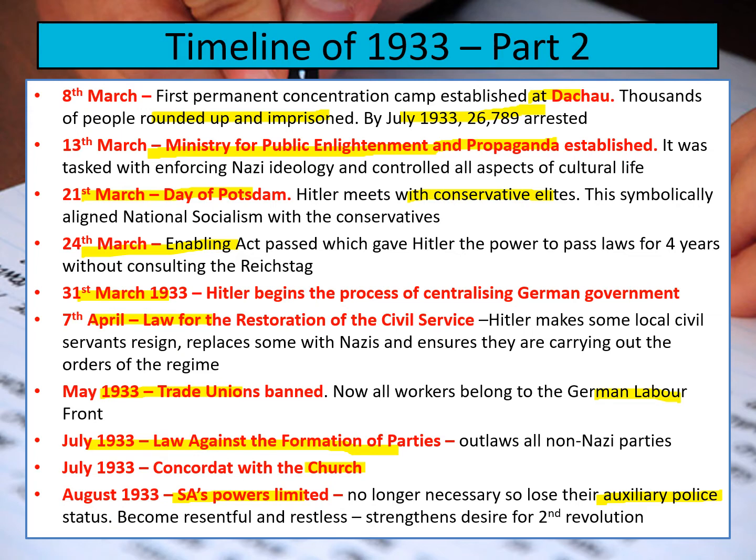So that's the end of what you need to know about for 1933. Essentially, it's only taken 7 months or so for Hitler to make an enormous amount of progress from being in a relatively weak position to being in a very strong position by the time we get to the summer of that year.